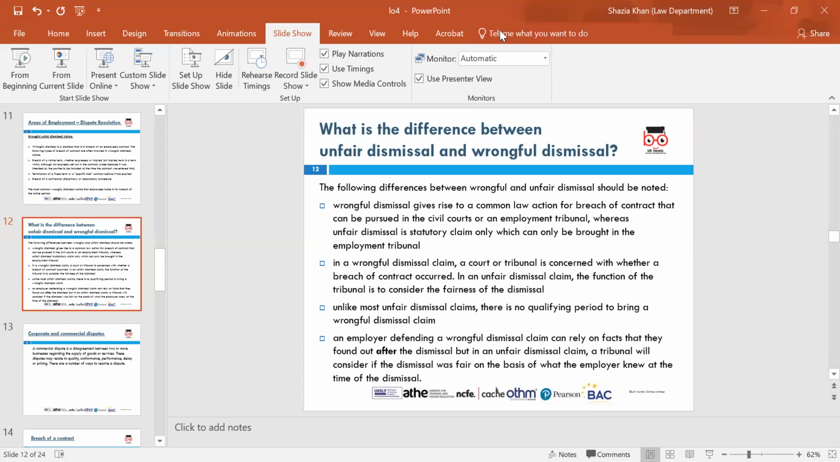So what I'm going to do now is pause this and we're going to watch a video on alternative dispute resolutions and dismissals, okay? Can you see the slides now? Yes.